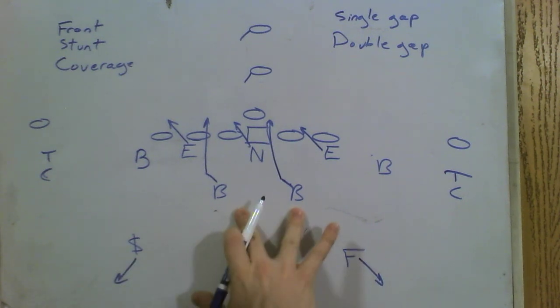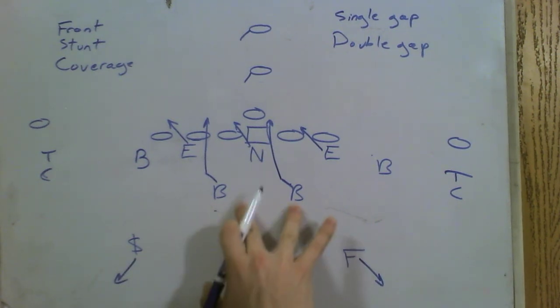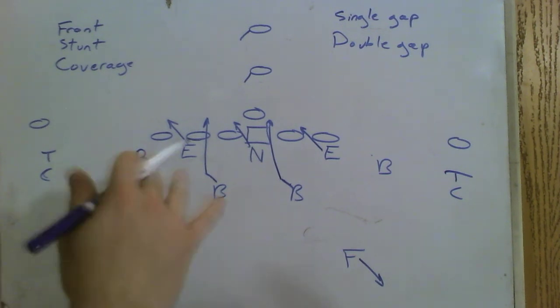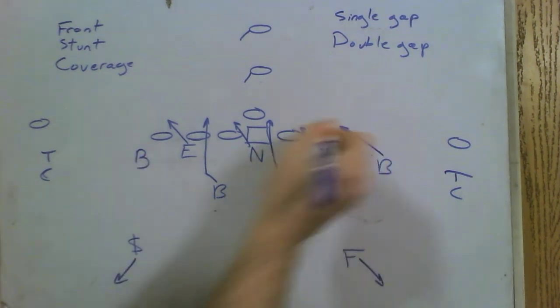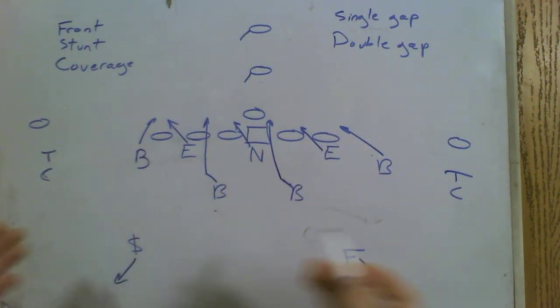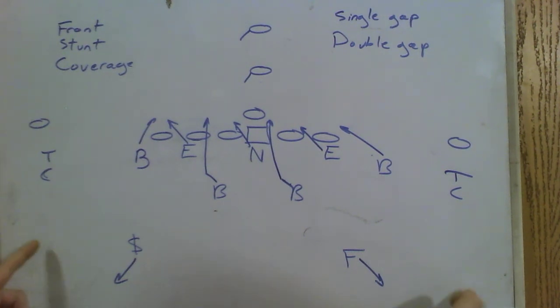Now, this isn't a blitz. This is just a run responsibility. So when they run, they step and attack and fill their gap. These would be the gaps that these two backers are responsible for. Now, these front 7 are occupied with being aggressive and stopping that run right away. Here's where the coverage comes into play.